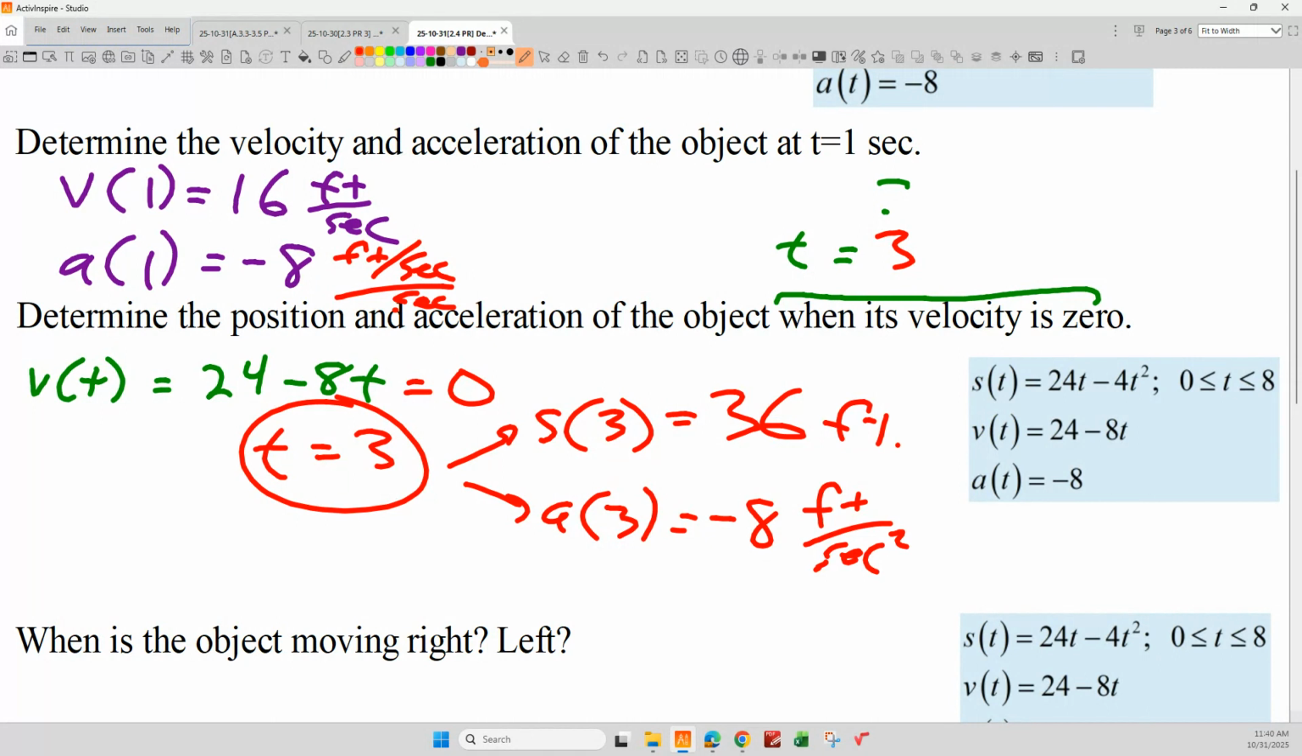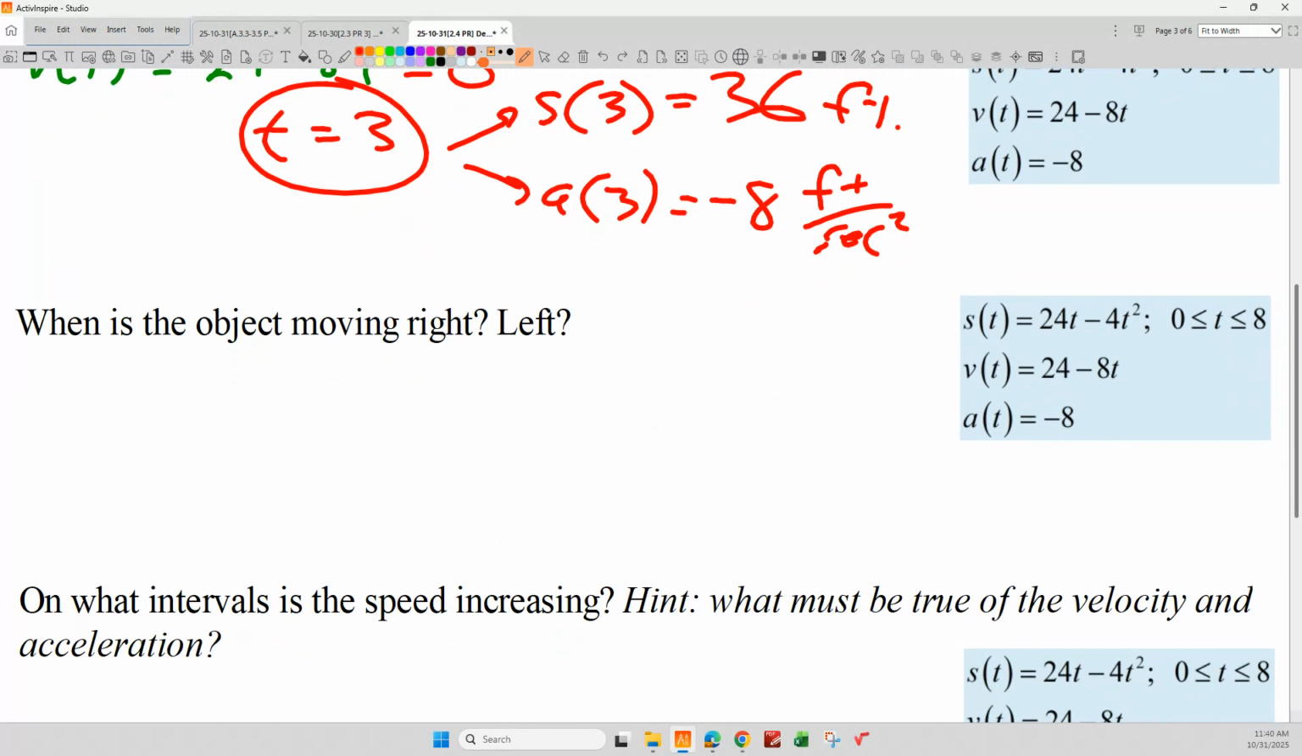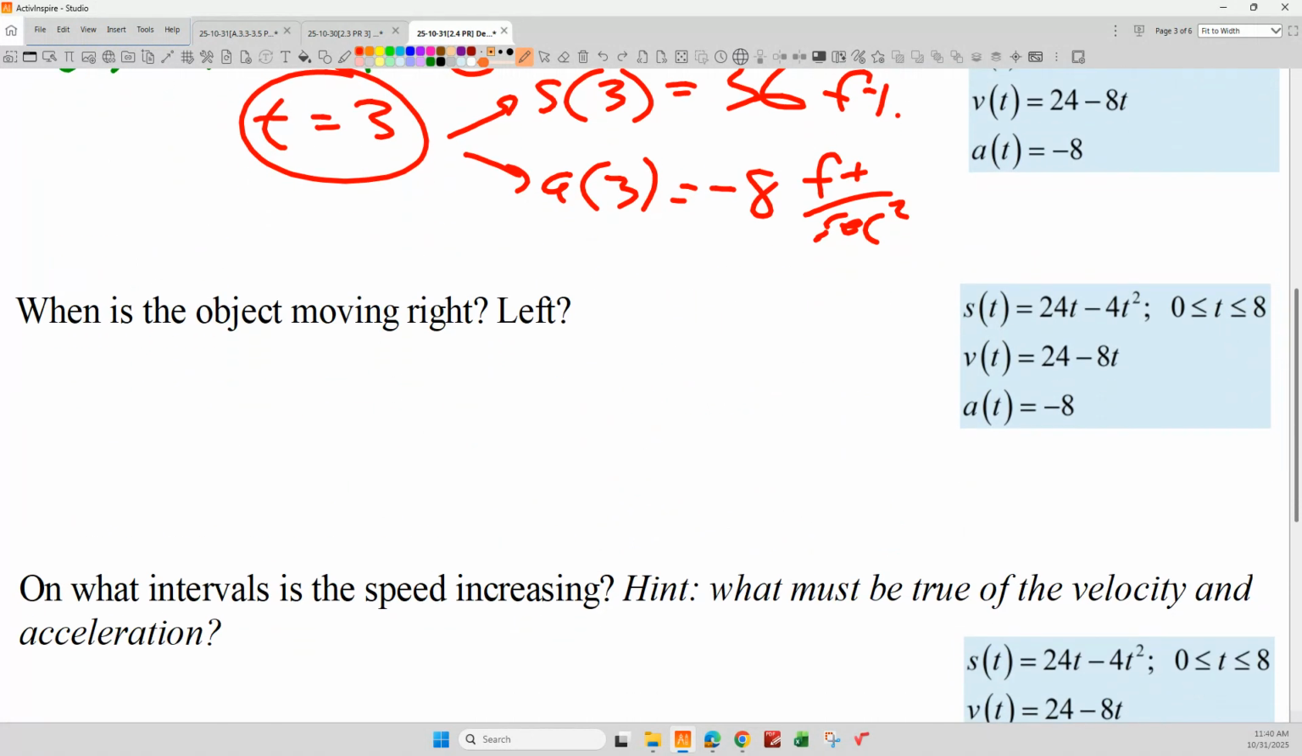Okay? Give me 1 to 5. How are we doing on that? See the process there? To answer a question like that, determine the position and acceleration, we need to know the time. Okay, so we had to use the velocity equation. Okay, what about this one? When is the object moving right? Okay, how would we answer that?